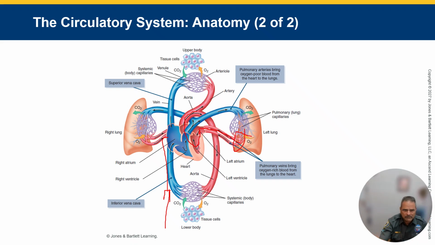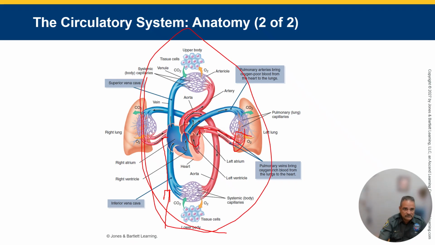You look here in the upper body. All right, these are all the tissues, the brain and everything else. Lower body all the way down to your feet. All right, they get the oxygen, they get regenerated, and then they expel the CO2 back into the vena cava side to be returned back to the heart. It's one big cycle. It just flows this way, okay?